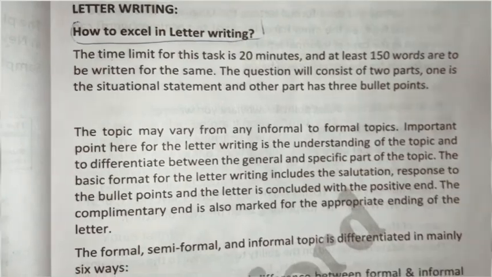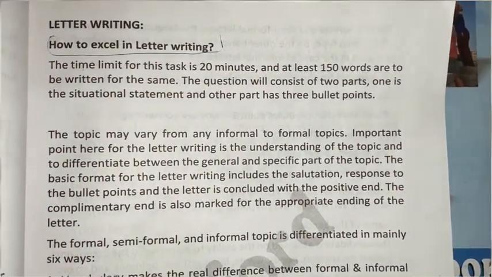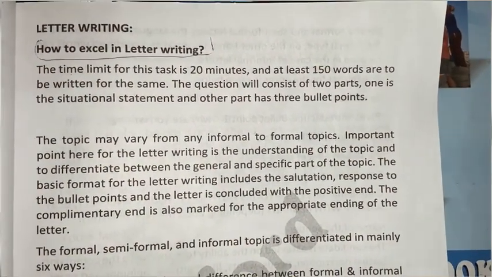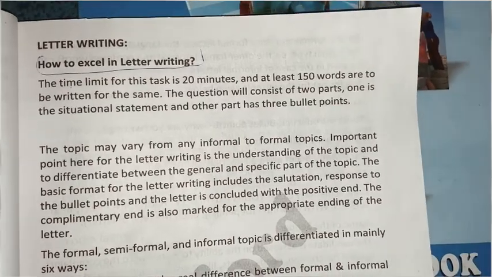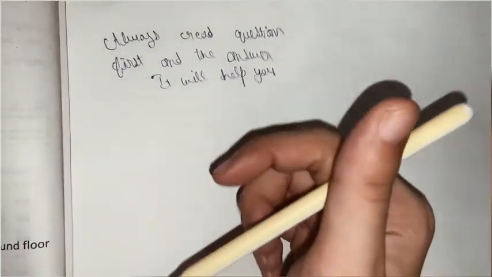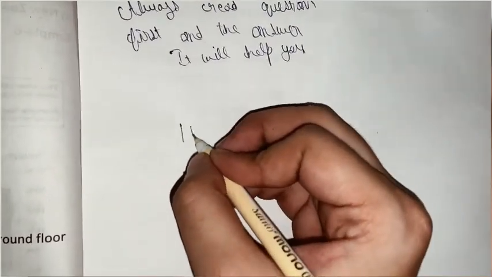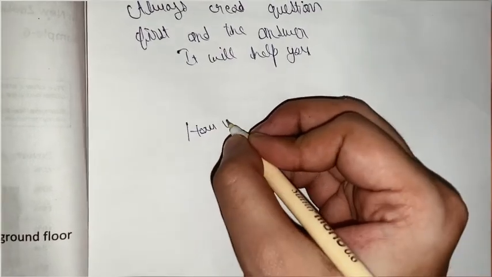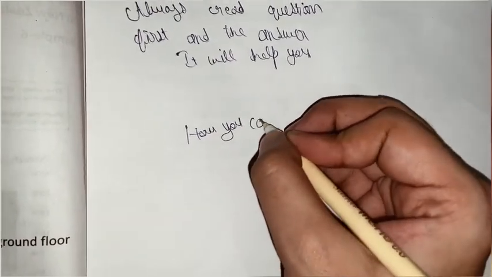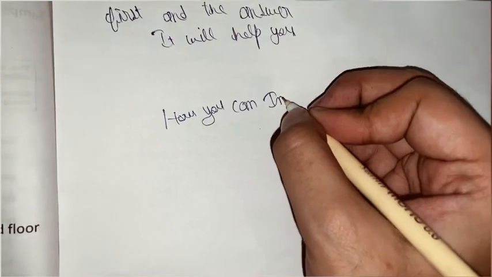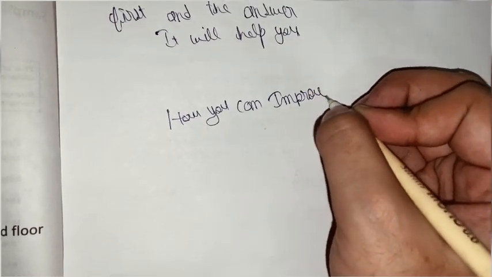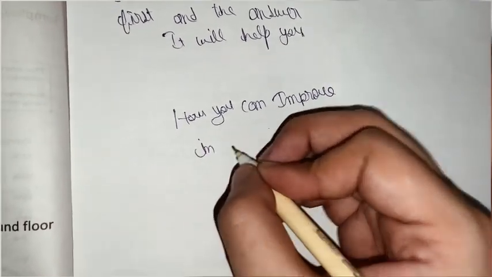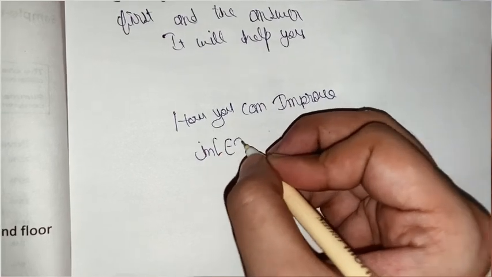So now we will have to focus on letter writing, that is, how we can excel in letter writing. The time limit for this task is 20 minutes, and at least 150 words are to be written for the same. So you need to be prepared for this, as you have already done some letter writing tasks in your junior classes. So you must have knowledge about it, that is, how to write a letter, as there is a format of writing a letter.